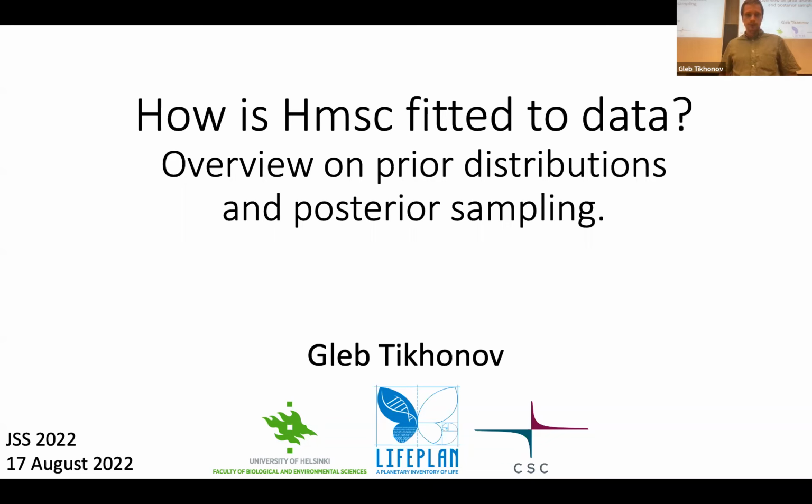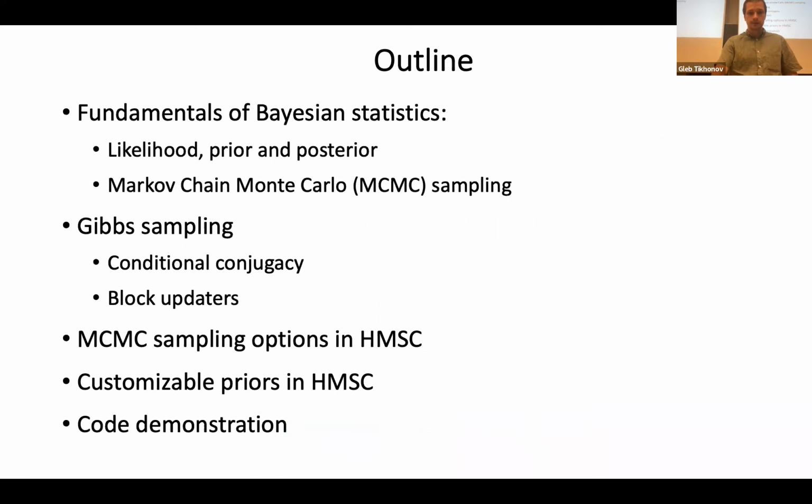So basically, I will start by going over some fundamentals of Bayesian statistics. So I will introduce what is the difference between statistical model, likelihood of statistical model, prior and posterior. Then I will give a very brief summary of what Markov chain Monte Carlo methods for sampling posterior distributions are and how they operate.